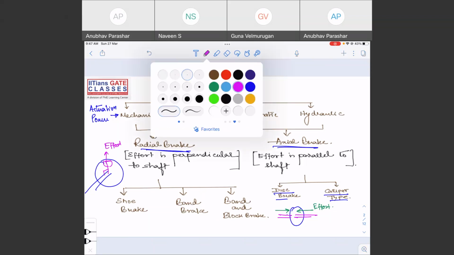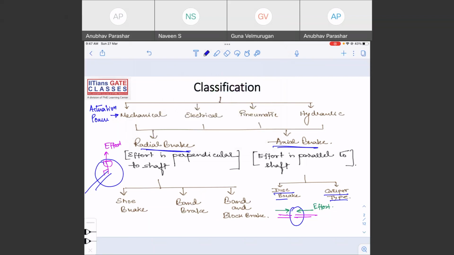Not all of them. What is there in our syllabus is the shoe brake and band brake, and the band and block brake, but you need not go through the band and block brake. If you just go through the shoe brake and band brake, that is good enough. This is what is covered in your GATE syllabus. So we are doing as per the GATE syllabus, because the exam also mentions that the syllabus will be that of GATE.